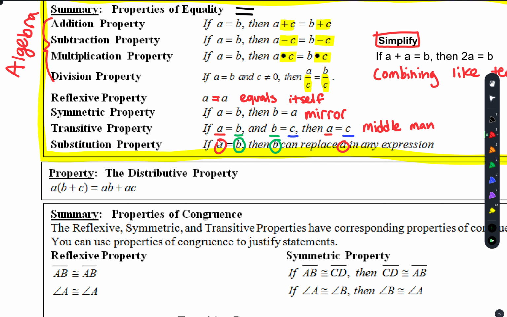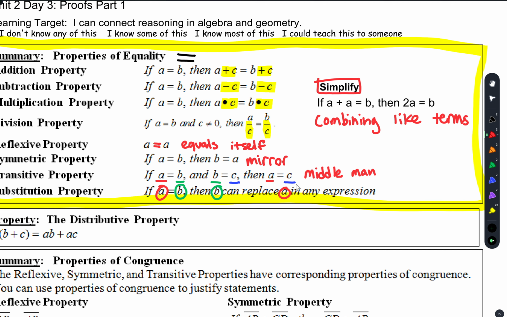Okay, questions on this first box. Those are my properties of equality. They all say property of equality in their full title. The only one that doesn't is simplify. It's literally just called simplify.